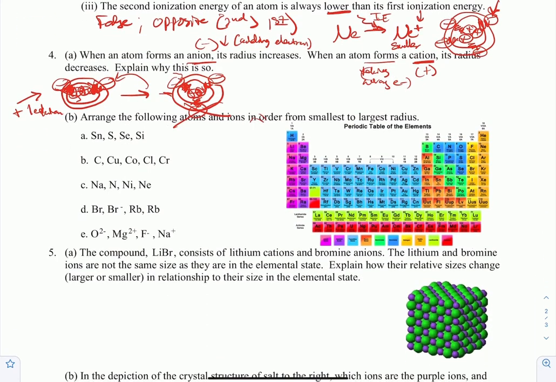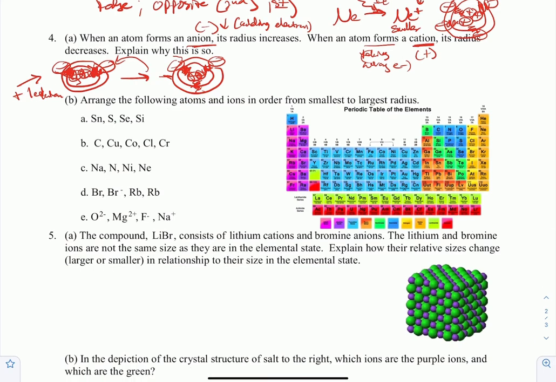So arrange the following atoms and ions in order of smallest to largest radius. We know the trend, so largest should be down here. So this is going to be increasing size, and in the other direction, we've got increasing size going this way too. Now they want it listed from smallest to largest, so going this way down.